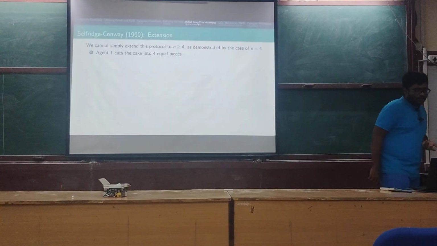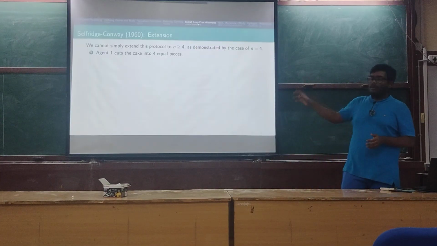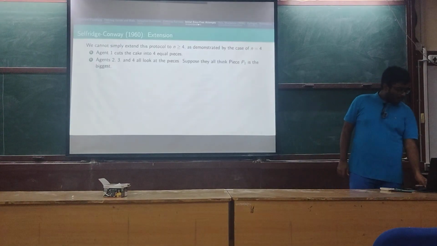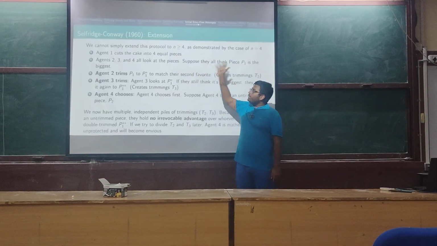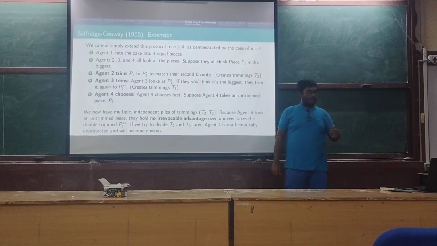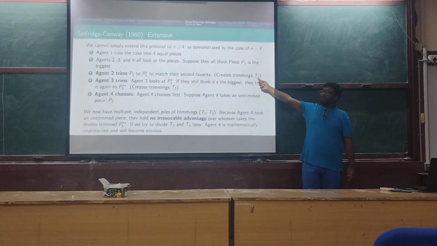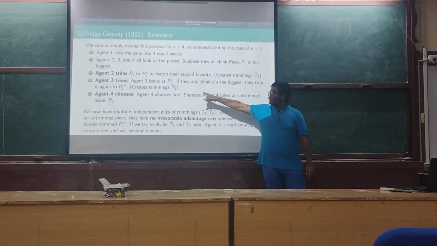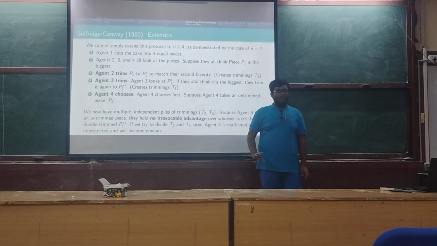So before we get to that though, let's just talk about the problems with Conway's extension, like Selfridge-Conway. So this was the protocol for n equals 3. Now n equals 4, it becomes a lot more convoluted, as you think, we do the same thing again. Agent 1 cuts the cake into 4 equal pieces, agents 2, 3, 4 all look at the pieces. Suppose they all think P1 is the biggest, that is possible. Then agent 2 will trim P1 to P1 star to match the second favorite, and creates a trimming T2. Agent 3 also trims P1 star, so it becomes P1 star star and creates trimmings T3. Then agent 4 chooses and say they take an untrimmed piece, does not matter.